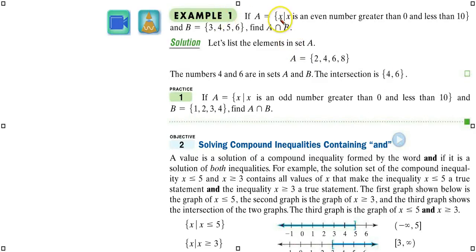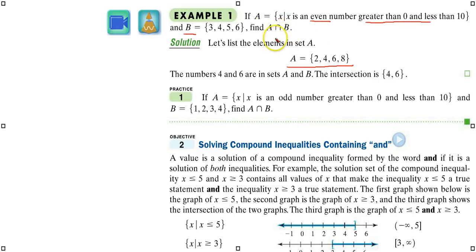All right, some background. In example 1, they're giving us a statement in set builder notation. They're saying set A is an even number greater than 0 and less than 10. Often what I would do if I were a student is write it out like so. This is set A, in roster notation. Here it's in words, sort of a definition, in set builder notation. Now they're defining set B as 3, 4, 5, 6. And now they're saying find set A intersecting with set B.